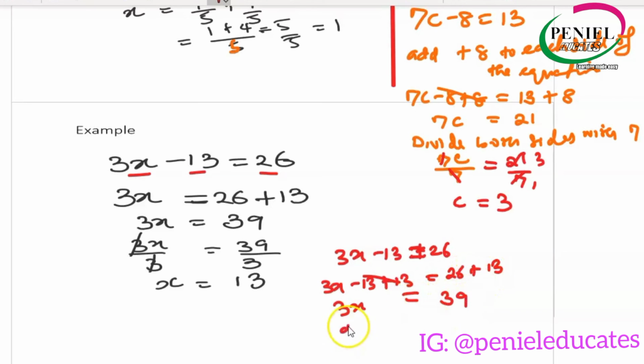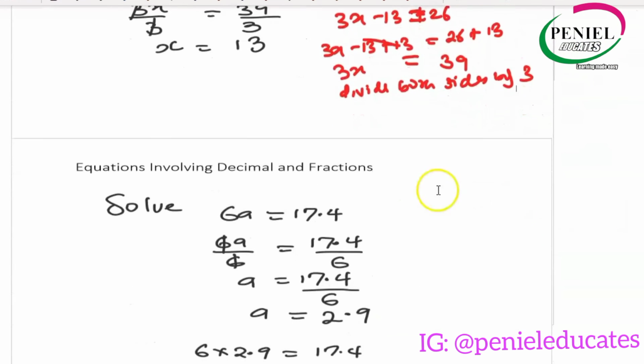So I'm going to divide both sides by 3. Once I divide both sides by 3, definitely I'm going to have 3x over 3, and I'm going to have 39 over 3.